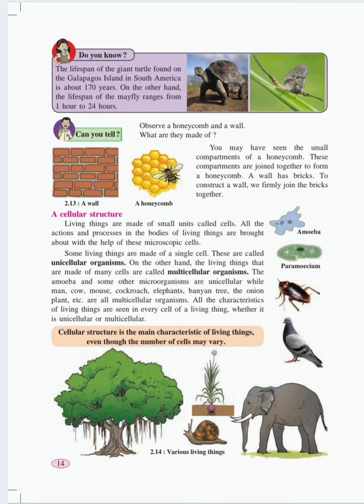The next point is the cellular structure. What does cellular structure mean? It is the main characteristic of living things, even though the number of cells may vary. All living organisms contain cells. These cells may be of different numbers. Some may have fewer cells, some may have more cells. There are unicellular organisms as well as multicellular organisms.